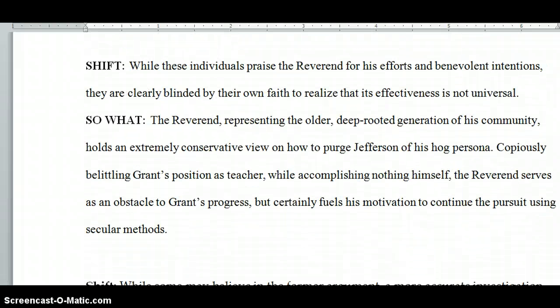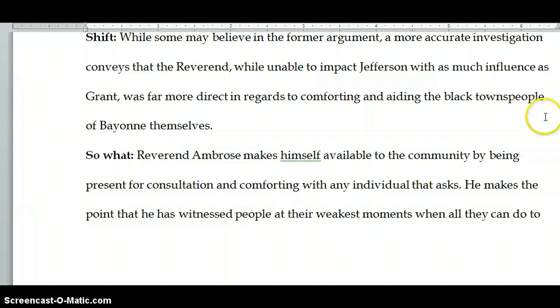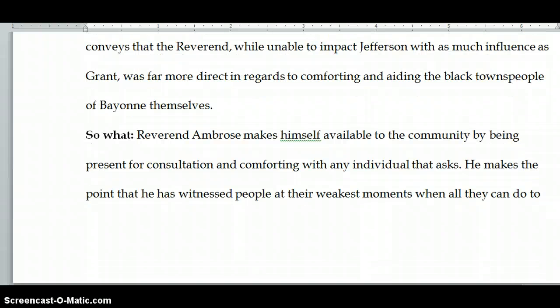There's another sample, and this will focus on the Reverend. It's a very nice one as we move from the shift into the so what. Okay, here's a third one, and I'll have to continue it in a moment. Okay, this is going to focus on the Reverend.